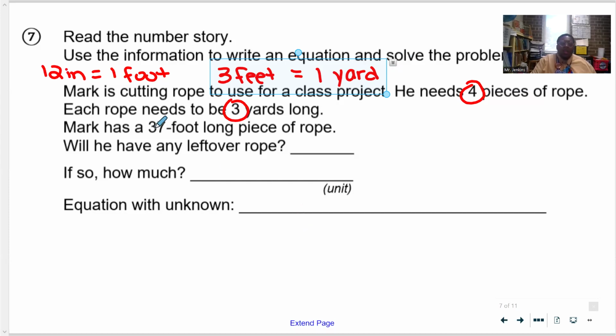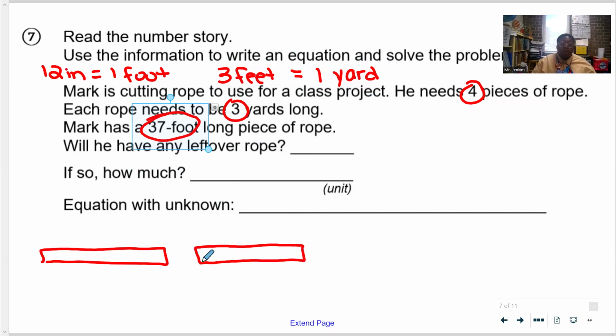So Mark has a 37-foot long piece of rope. How much will he have left over? Or will he have any rope left over? And if so, how much? Now, to answer this problem, I told you I'm going to use a drawing. When I go to draw, it says we need 4 pieces of rope and they need to be 3 yards long. So I'm going to draw 4 pieces of rope.